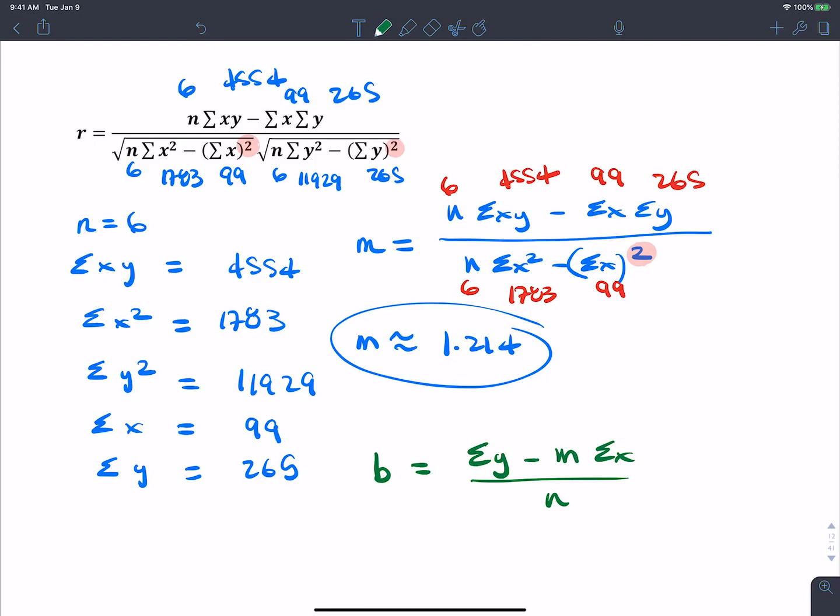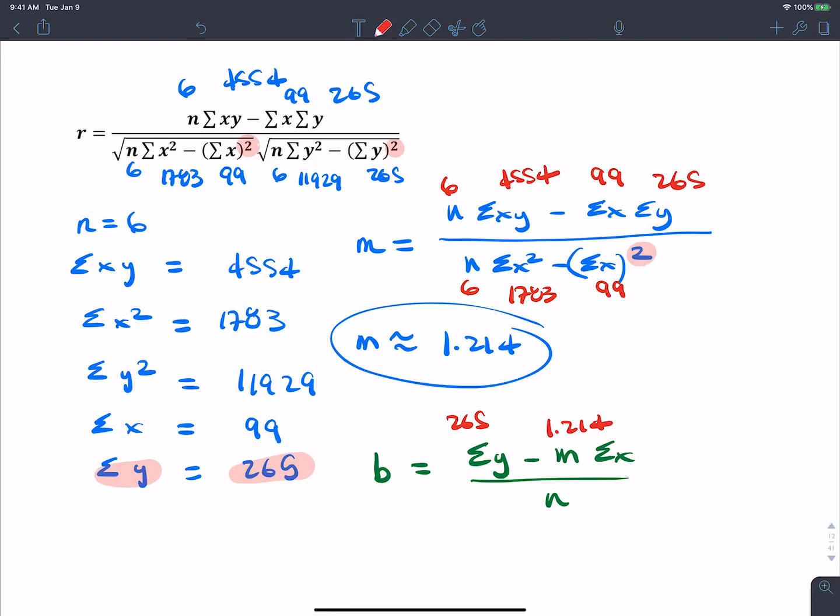And in fact, we even have another easier version, but b is going to be the mean of y minus m times the mean of x. Anyway, we could use that too. But I like this because we already have this information on the left here. This is why I like that. So I know sum y is 265. You guys see it right here? We have all that information available for us to use. And m, we know, is what we just got, which is 1.214.